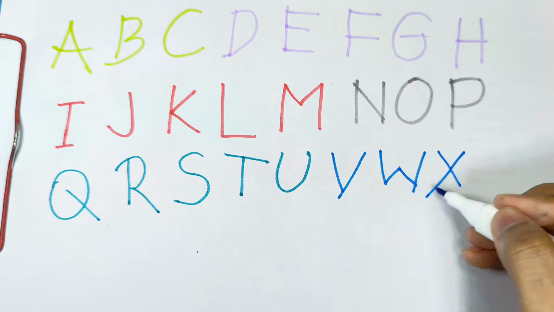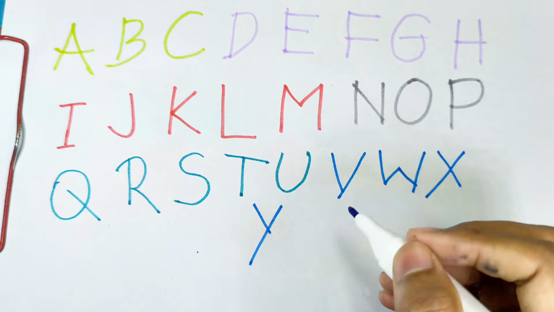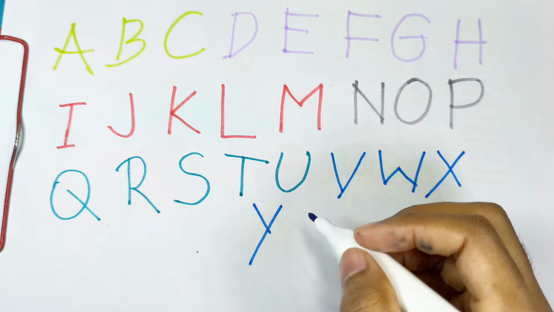And the next one is X. X for Xmas tree. Kids, the next one is Y. Y for yolk. And the last one is Z. Z for zoo, Z for zebra.